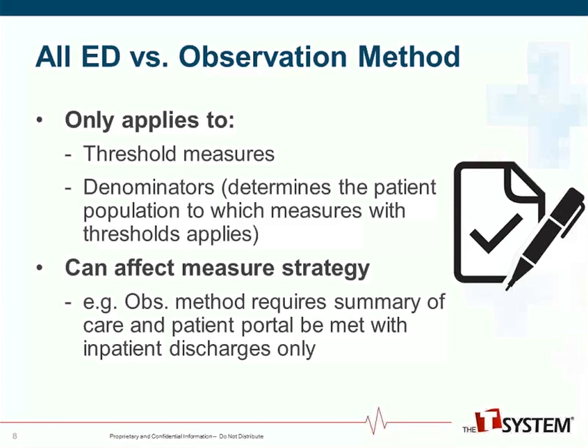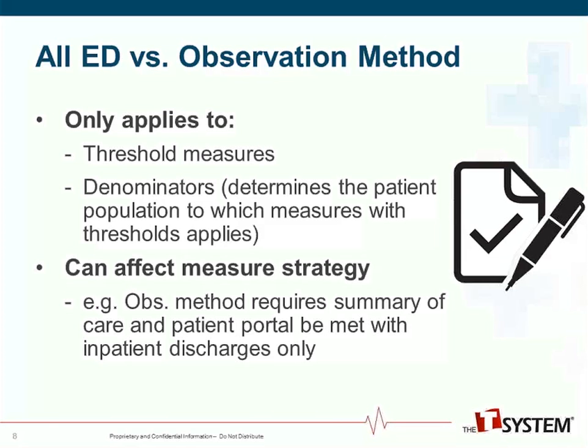So, for instance, the observation method eliminates from meaningful use your looking at ER discharged patients. That means for measures that deal with a transition of care or discharge, such as your patient portal and transition of care summaries, you must meet that measure solely through inpatient discharges because you're not considering ER discharges anymore. Conversely, if you were to choose the all ED patients method and ER discharges were in the denominator now, you could leverage your ED for those measures in place of or in addition to your inpatient environment. So choosing your method can determine your strategy for attestation, but it really only affects the denominator or the patient population to which meaningful use applies. So again, only threshold measures.